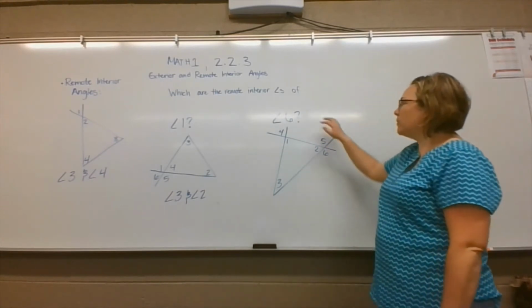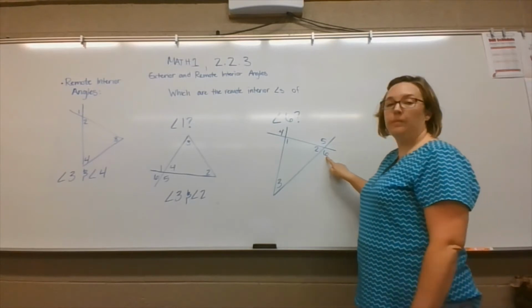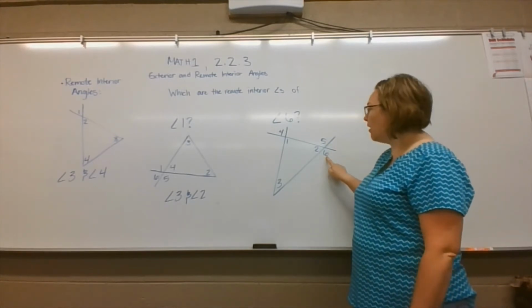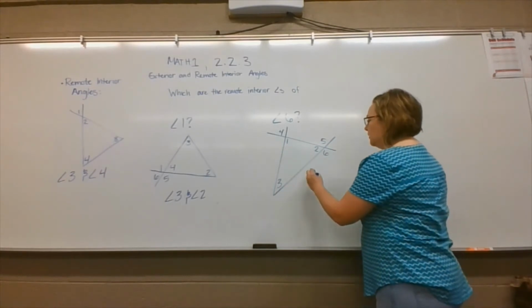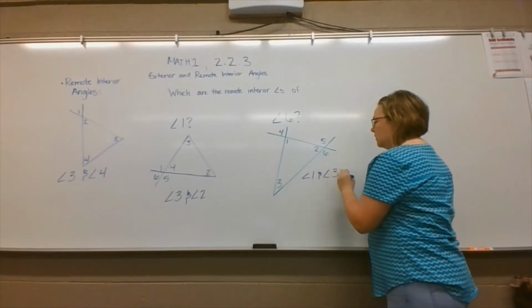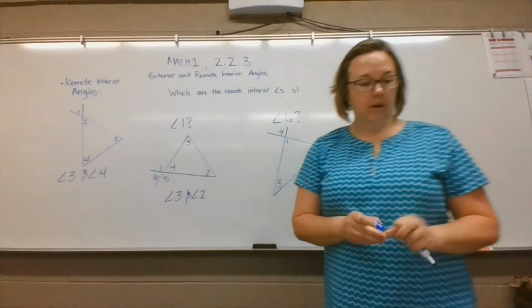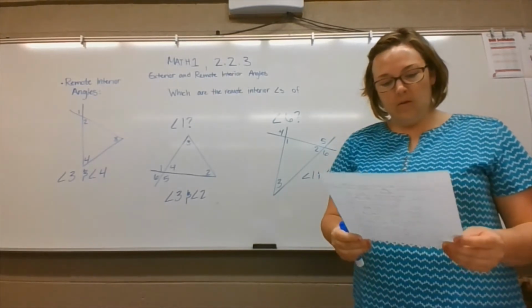Okay, so what about the remote interior angles of angle 6? What do you think? They are opposite to it, so we have angle 1 and angle 3. Okay, those are remote interior angles. Let's see, what else can we say about that?